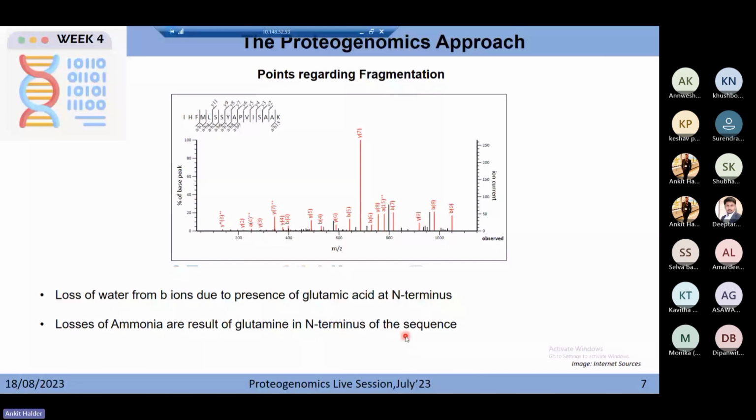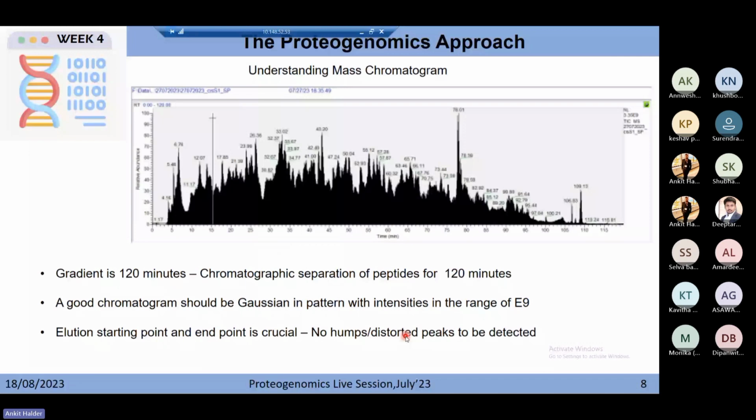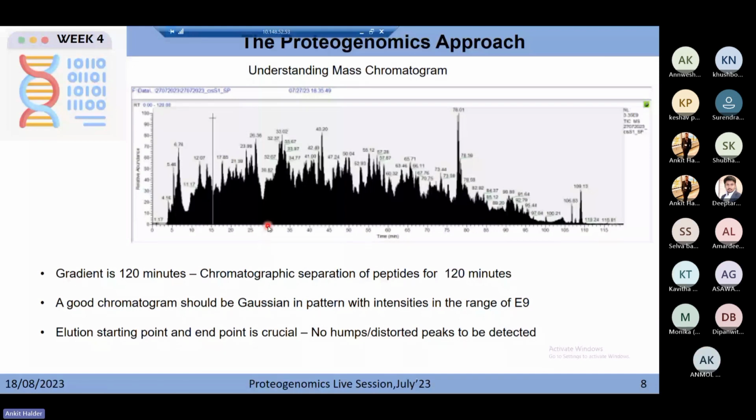All these correspond to certain factors that we need to keep in mind when we are doing the secondary data analysis or trying to identify particular peptides or proteins that are upregulated. Now let us try to understand how a mass chromatogram looks. If we try to understand what information can be interpreted from a mass chromatogram, it gives the total gradient.